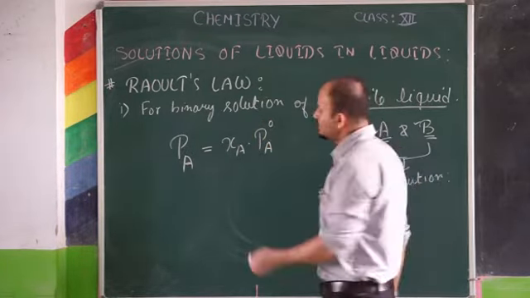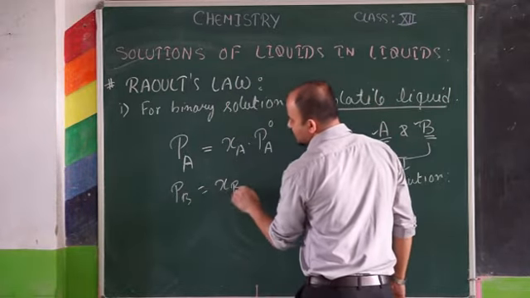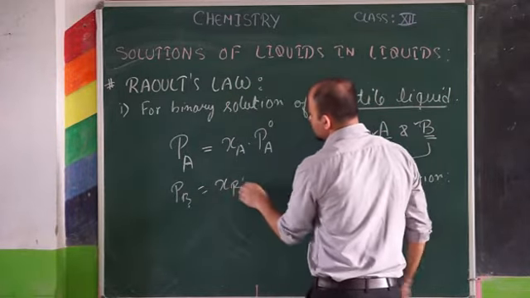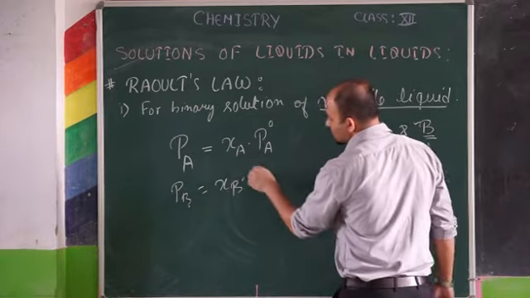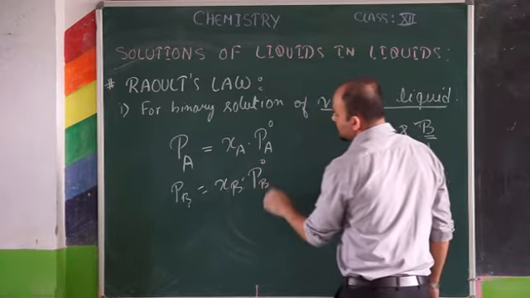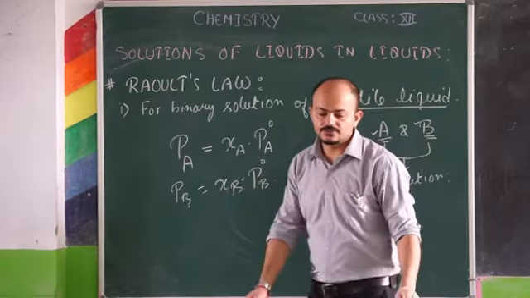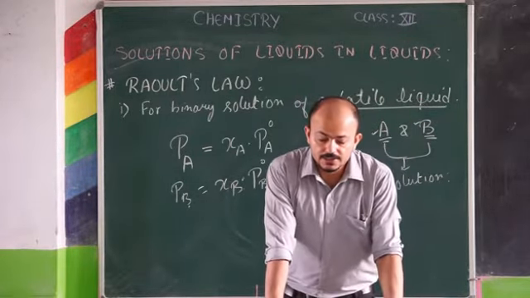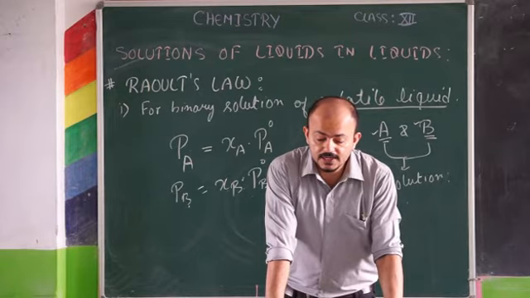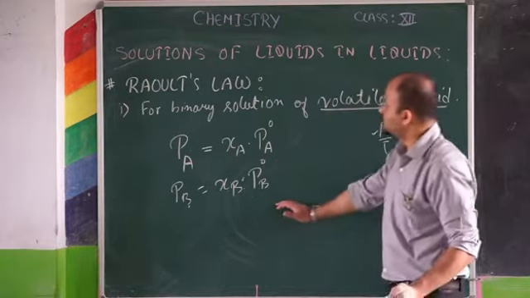Just remember, similarly for PB it would be XB, mole fraction of B, into the total pressure whenever only B is present. So this is the Raoult's law for binary solution which contains volatile liquids. Now here P naught A and P naught B are the vapor pressure of pure liquids A and B respectively. So this is very simple.